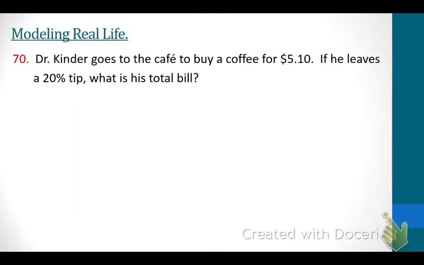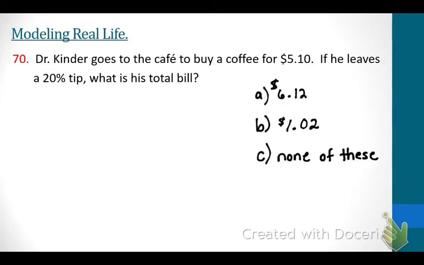All right, let's look at the final problem for today. Dr. Kinder goes to the cafe to buy a coffee for $5.10. If he leaves a 20% tip, what is his total bill? I want to come up with some options, because remember our exam is going to be a multiple choice exam. I've just given you 3 options. On your exam, you're going to have 4, but for today, I'm just going to give you 3 options here. So once again, we can do P times of equals is.